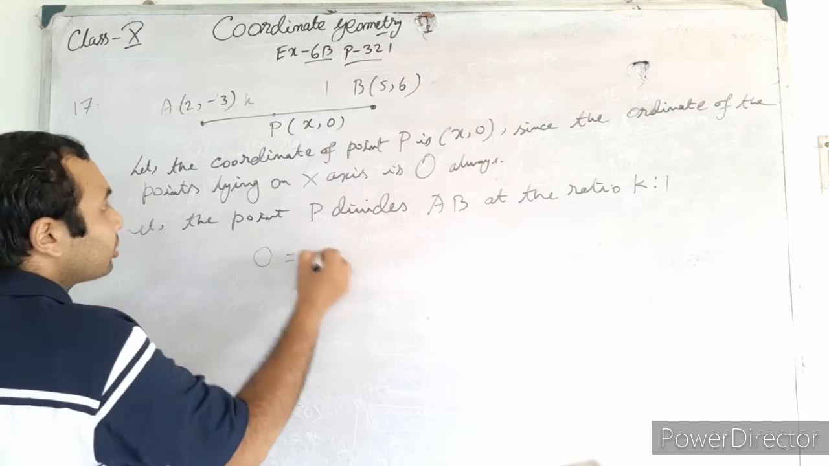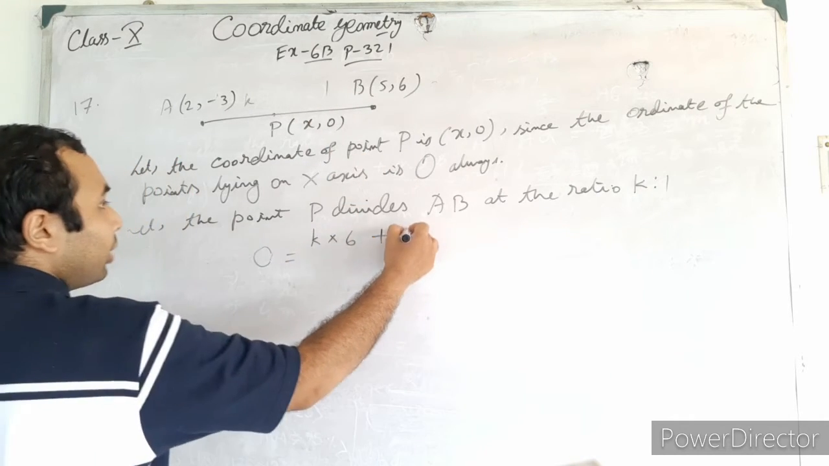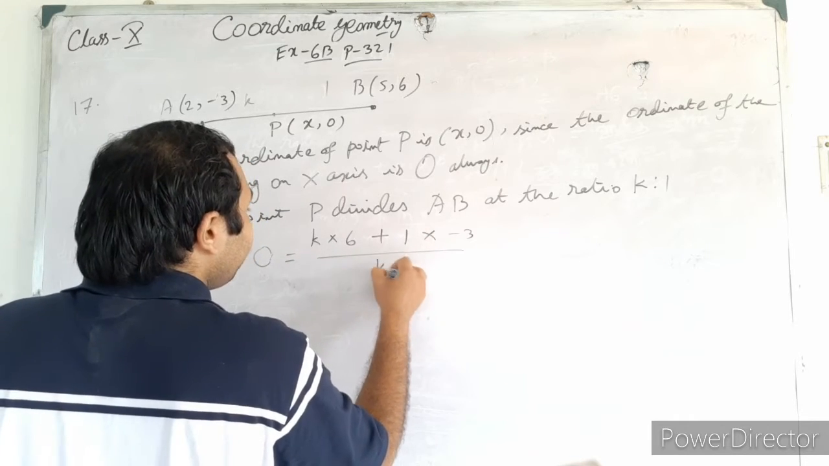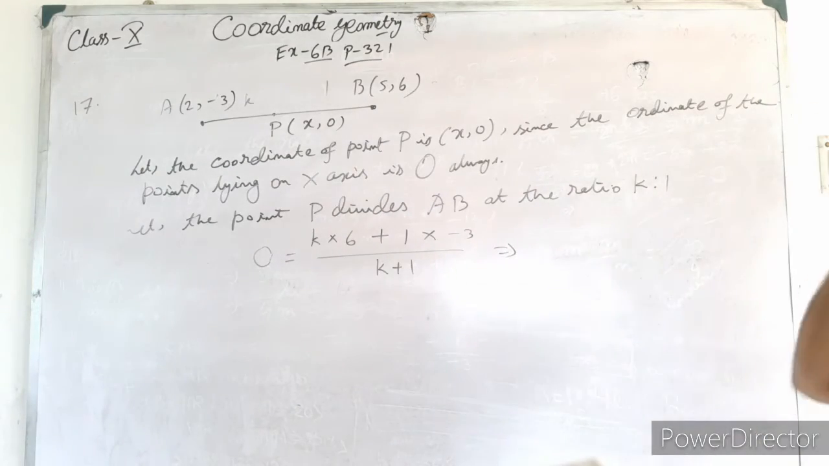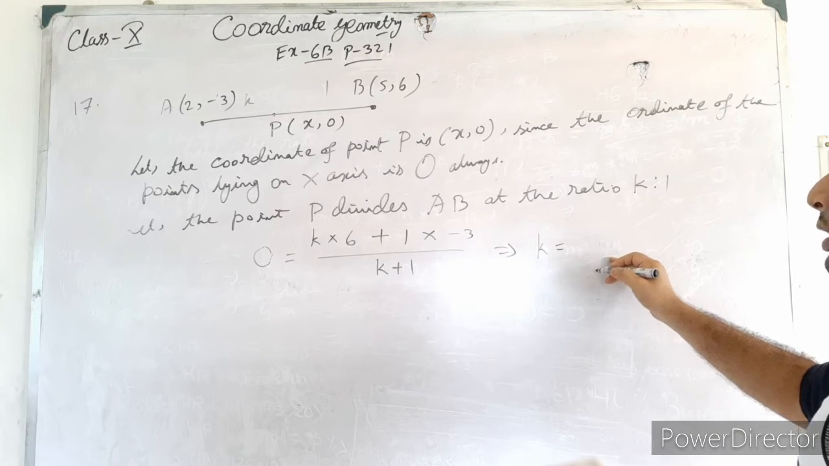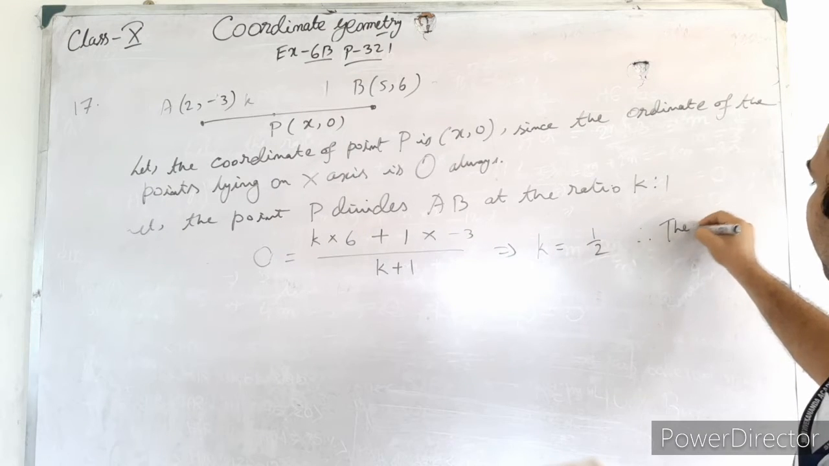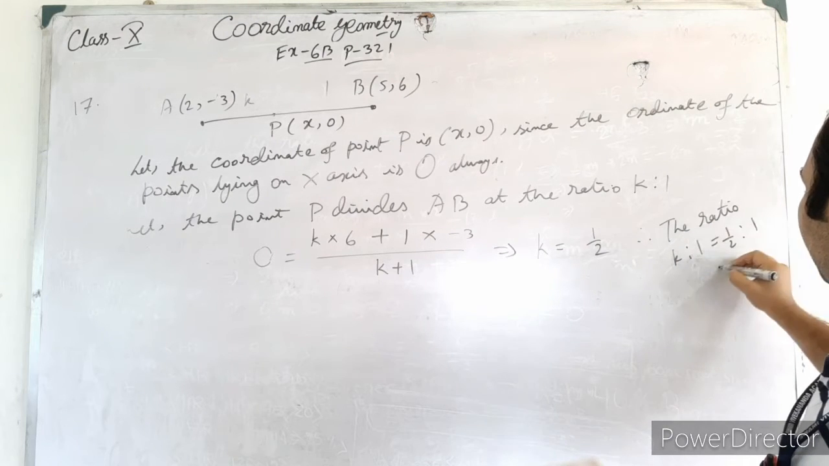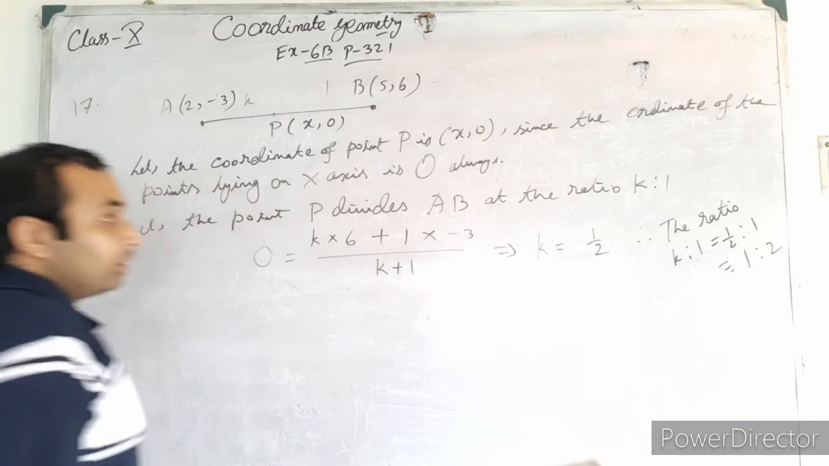So here 0 equals m, which means k, times y2, which means 6, plus n y1, n means 1 and y1 means minus 3, by m plus n, which means k plus 1. If you simplify this, we get k equals 3 by 6, so half. So obviously the ratio is k is to 1, that means half is to 1, that means 1 is to 2.